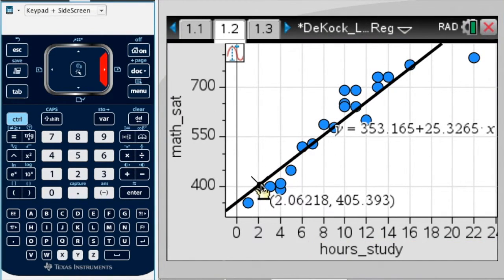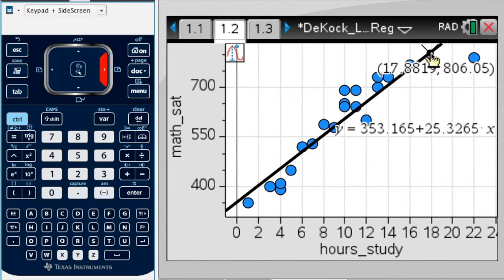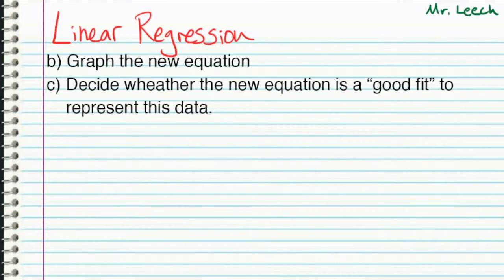Using that graph trace feature, I can see that there's a point at about 2,400 and a point at about 18,800. If you were to be graphing this by hand, it's a rough sketch anyway, so plot your points as best you can, put a small dot at 2,400 and a dot at 18,800, and use a straight edge to graph the line. Letter C is to decide whether the new equation is a good fit to represent this data.